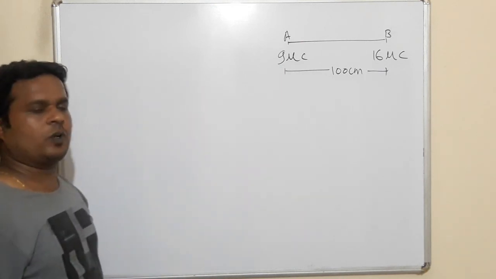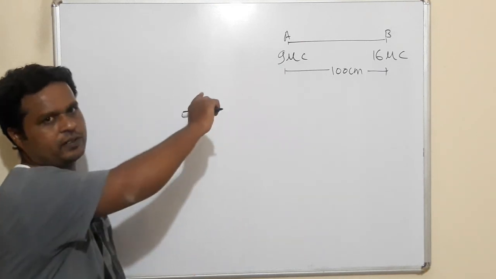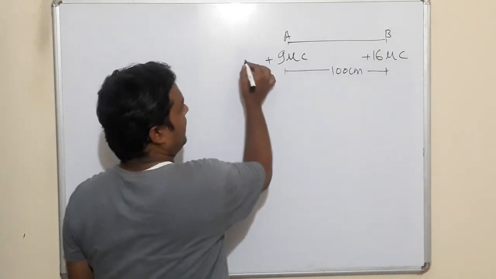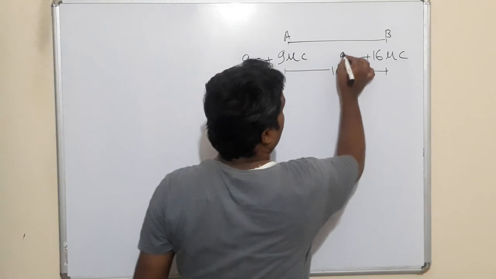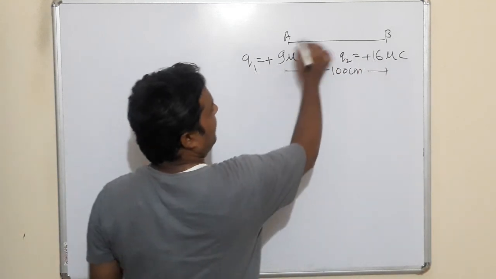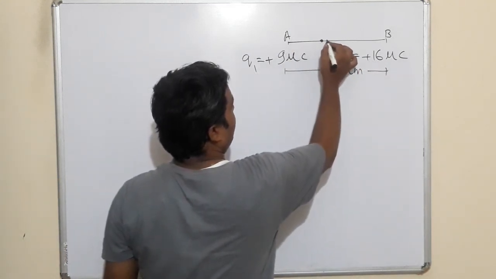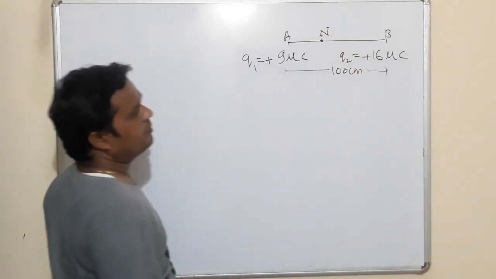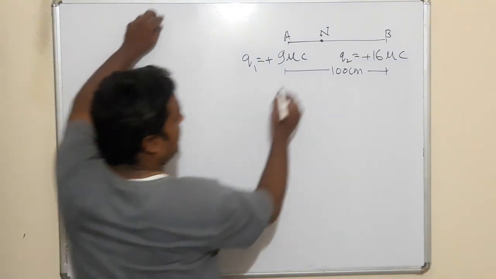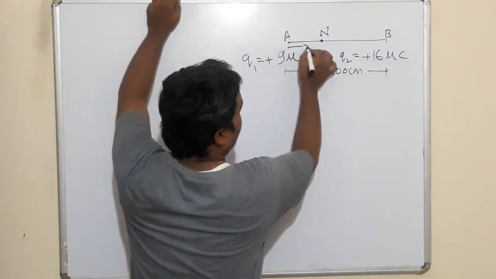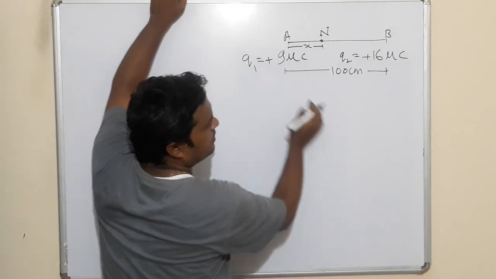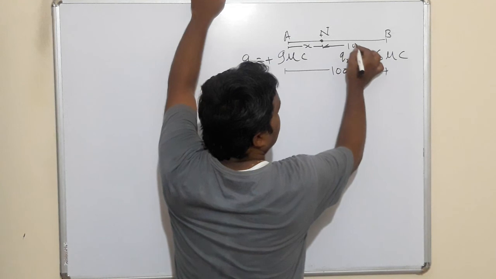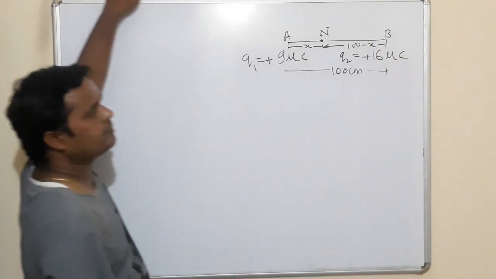Then you will see whether the neutral point exists in between the charges or outside. Since this is a system of like charges, the neutral point lies in between the charges. This is Q1, I say, and this is Q2. Anywhere you can take the point N. Let us suppose it is lying at a distance x from 9 microcoulombs. Then what must be the distance between 16 microcoulomb and N? This will be 100 minus x.